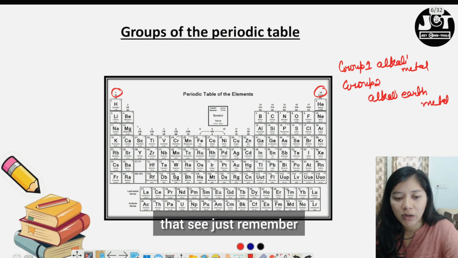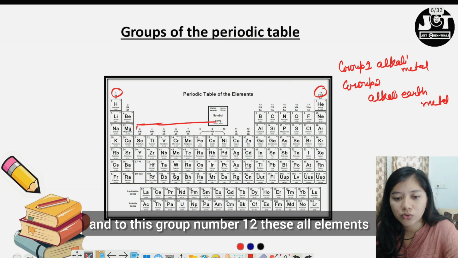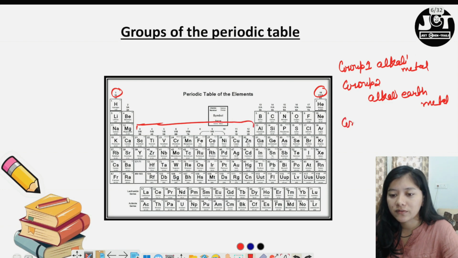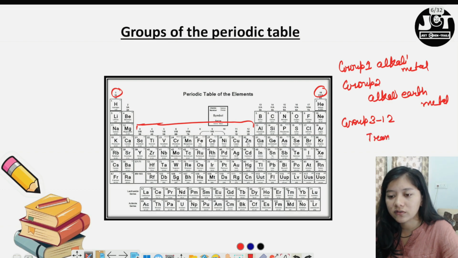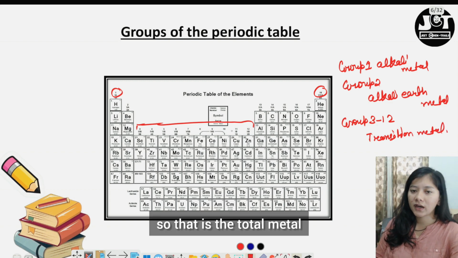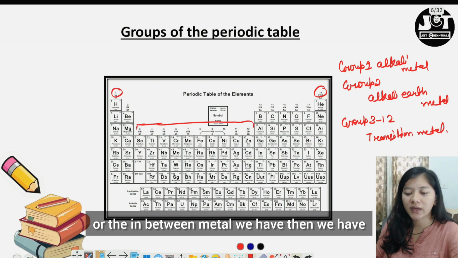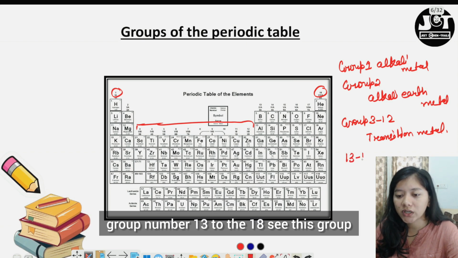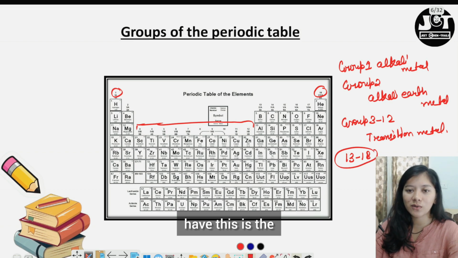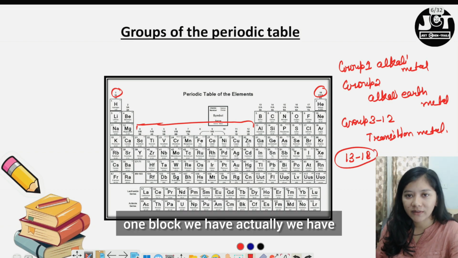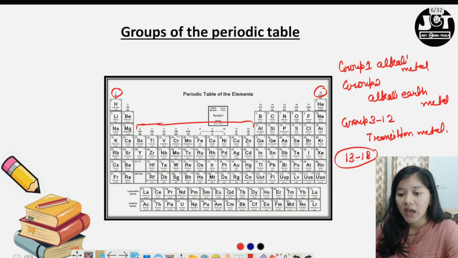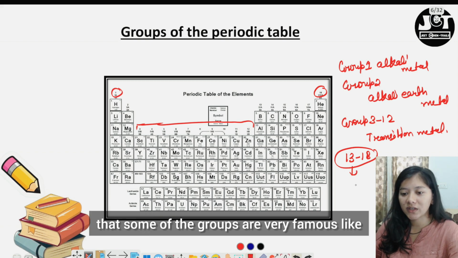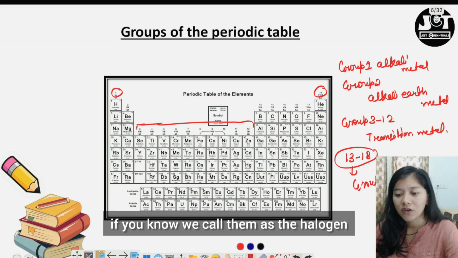Other than that, just remember that all elements from group number 3 to 12, we call them the transition metals. So that is the in-between metals we have. Then we have group number 13 to 18. This is one block, and it has metals, non-metals, and semi-metals, all three. And just remember that some of the groups are very famous, like group number 17, which we call the halogens.